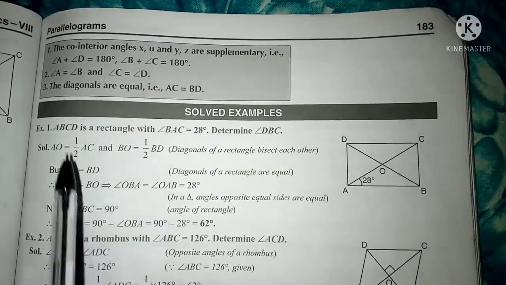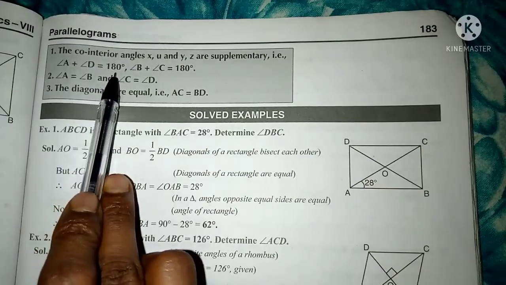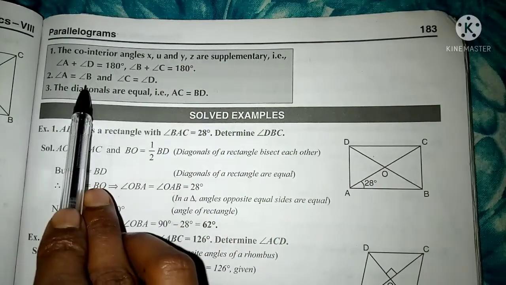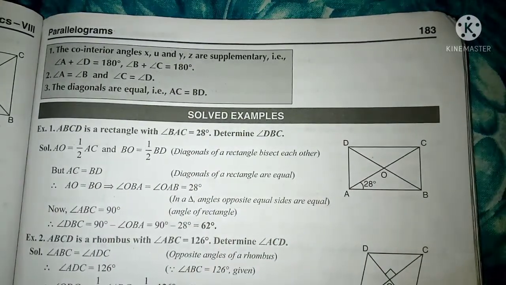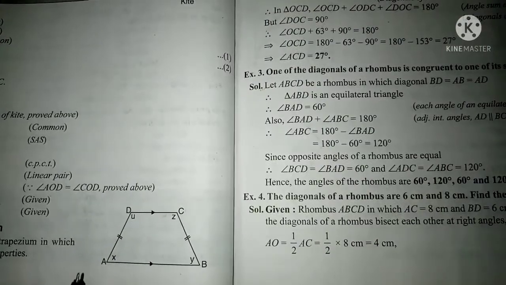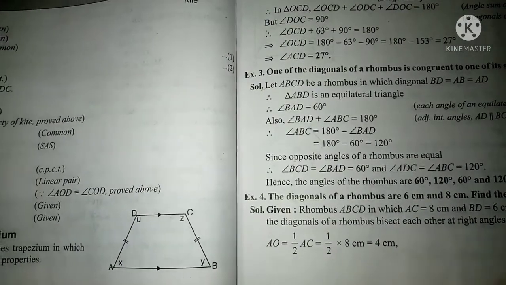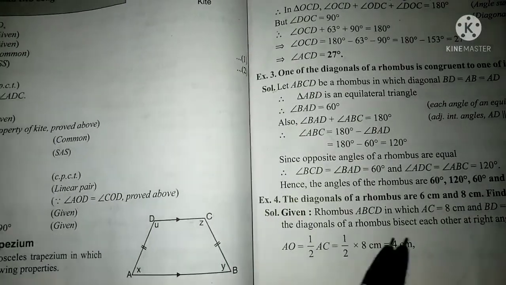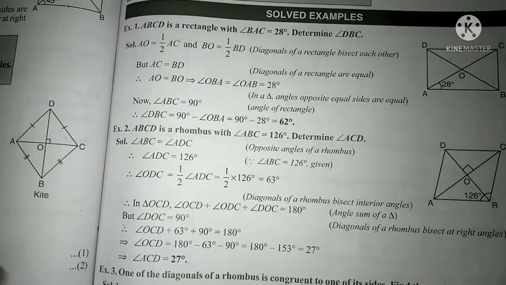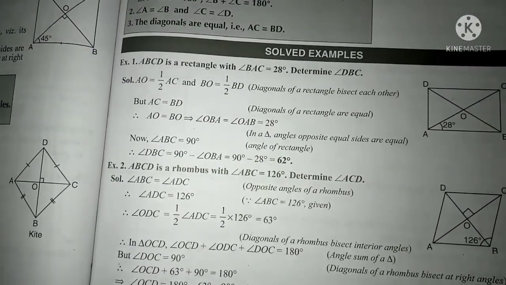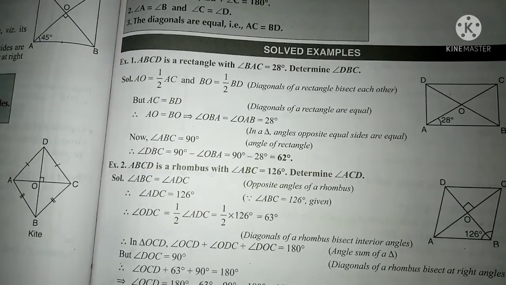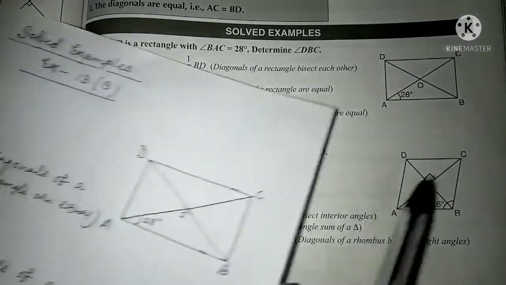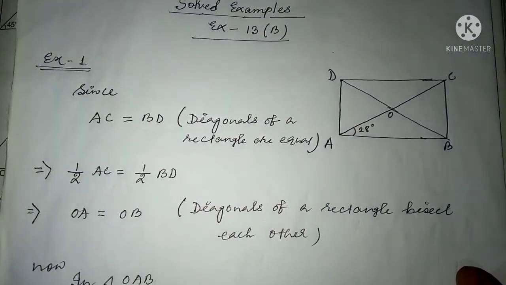So you can see here, angle A plus D equals 180 degrees and angle B plus C equals 180 degrees. Again, angle A is equal to angle B. That means these adjacent angles are equal. In the same way, angle D is equal to angle C. So these are the properties of an isosceles trapezium. Now we can start our example section. This is our first example that I have solved here.